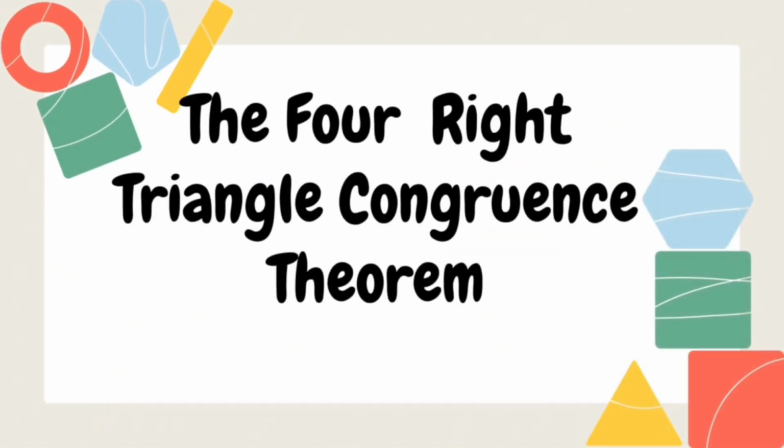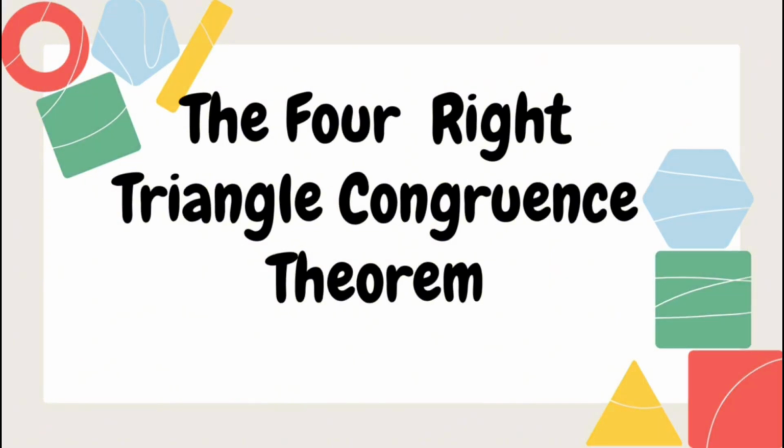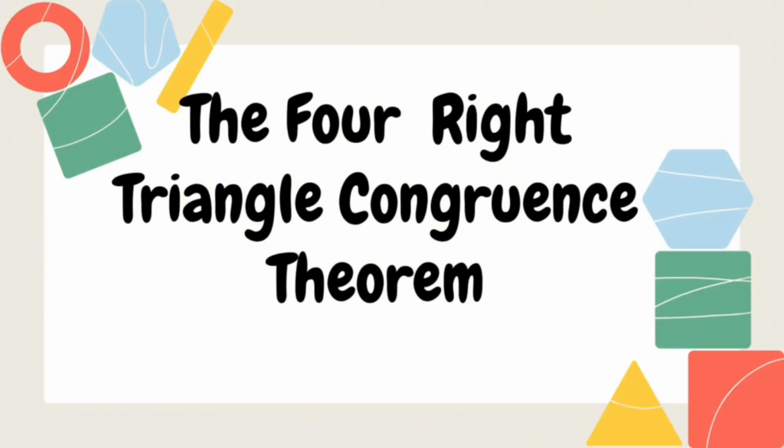The right triangle congruence theorem. The sides of the right triangle are the legs and hypotenuse. The legs are the two perpendicular sides, and the hypotenuse is the longest side of the right triangle. There are four right triangle congruence theorems that can be used in proving congruence between two right triangles.